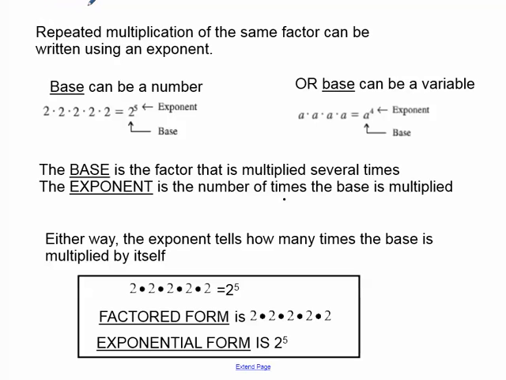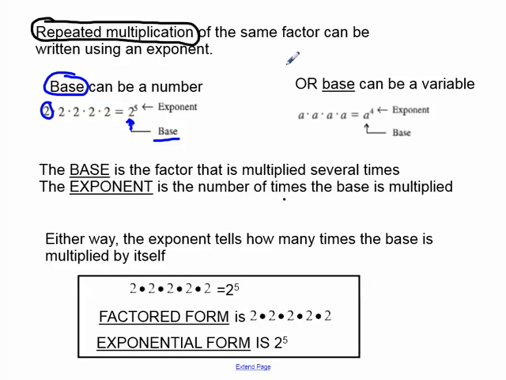A lot of times when we want to repeat our multiplication, we use exponents. Exponential expressions are simply repeated multiplication of the same factor. So we're going to talk about a couple different things. We'll talk about the base. The base is, for example, the 2. If we're multiplying 2 by itself, 2 times 2 times 2 times 2 times 2, 2 is the base. So the base is what's being multiplied by itself.